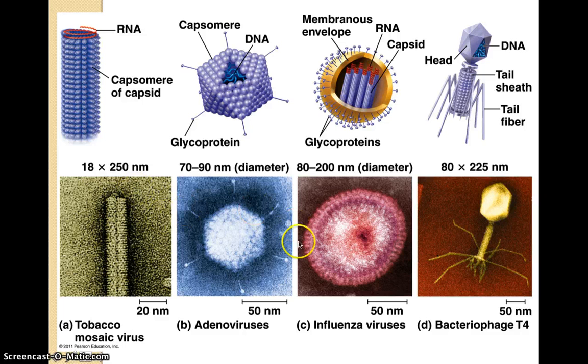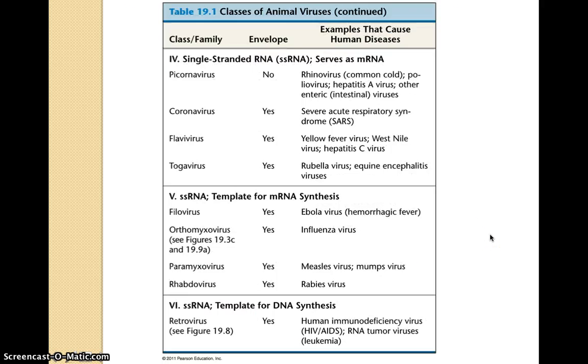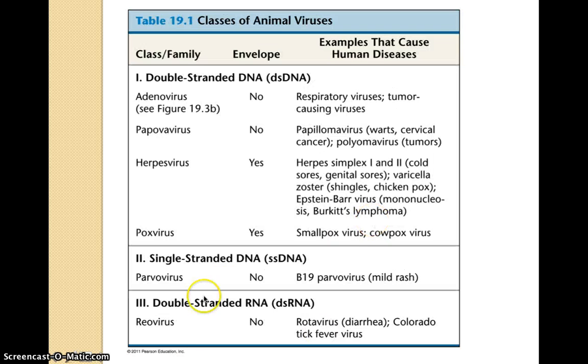They have different sizes. As you can see, some of them are much smaller but elongated, and some are much larger. It depends on what they want to do. Generally, whenever you have a membrane outside, it's going to be slightly larger than the other. There are some animal viruses right here: double-strand DNA, single-strand DNA, double-strand RNA, and these are just a chart right here. I'm pretty sure you guys also have this one.